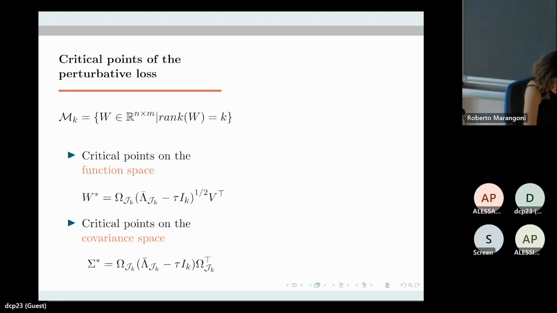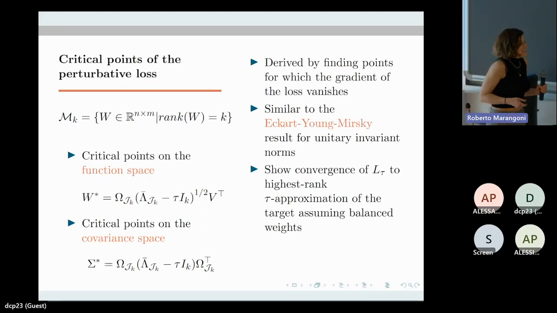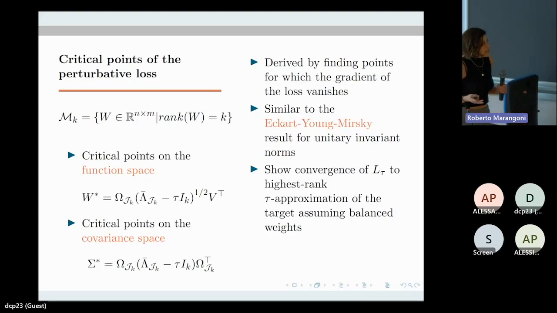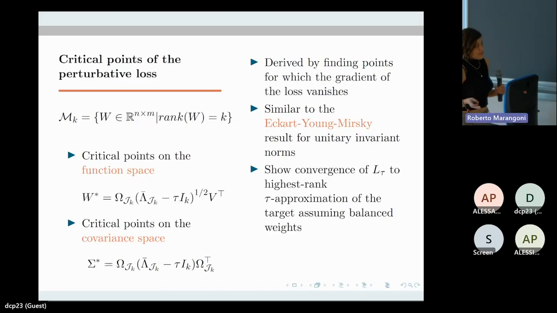neural networks. Basically, we derive these critical points by taking the points where the gradient of the loss is vanishing. This is a similar result to Eckart-Young-Mirsky, which shows this low rank approximation using the square loss, but the square loss is a unitarily invariant norm, which does not happen with the Bures-Wasserstein.